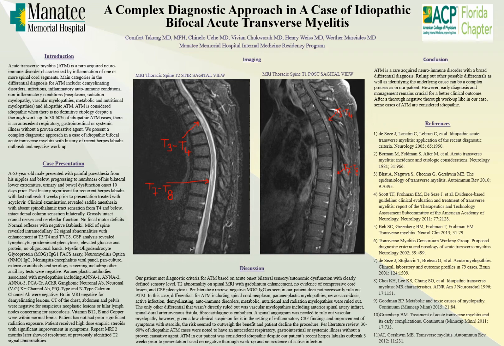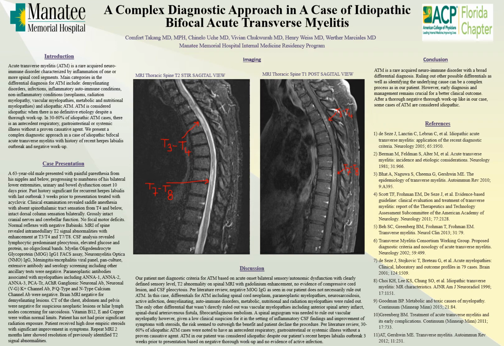An urgent MRI of the spine revealed intramedullary T2 signal abnormalities with enhancement at T3, T4, as well as T7, T8 levels, indicating a myelopathy. Next was to determine if the myelopathy was inflammatory or non-inflammatory. This was done with the help of a lumbar puncture. CSF analysis revealed lymphocytic predominant pleocytosis. At this point, our working diagnosis was an inflammatory myelopathy, more likely transverse myelitis.